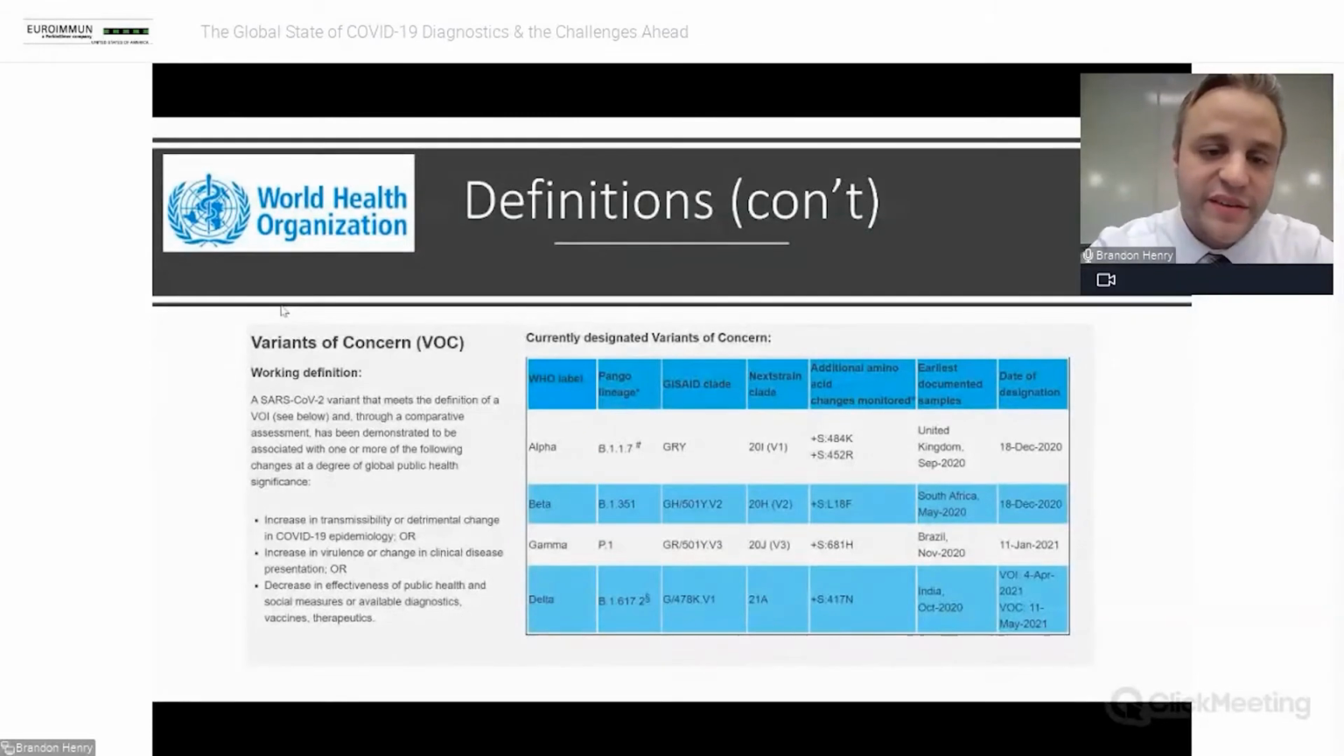And the CDC currently has 4 that are labeled variants of concern: the Alpha, which was the UK variant, the Beta, the South African variant, Gamma, which arose in Brazil, and the Delta variant, which is now predominating throughout most of the world, which arose in India.